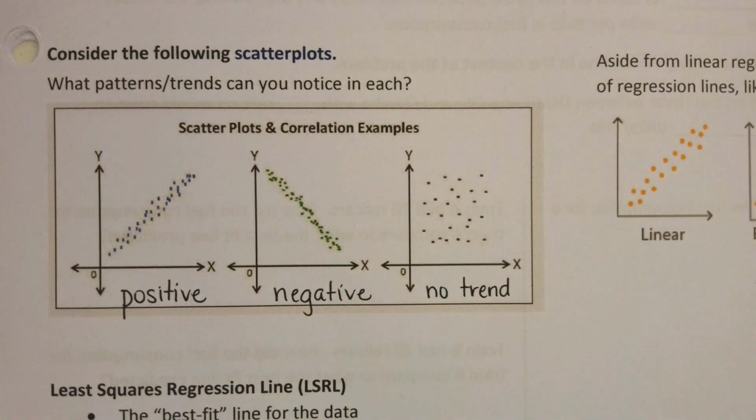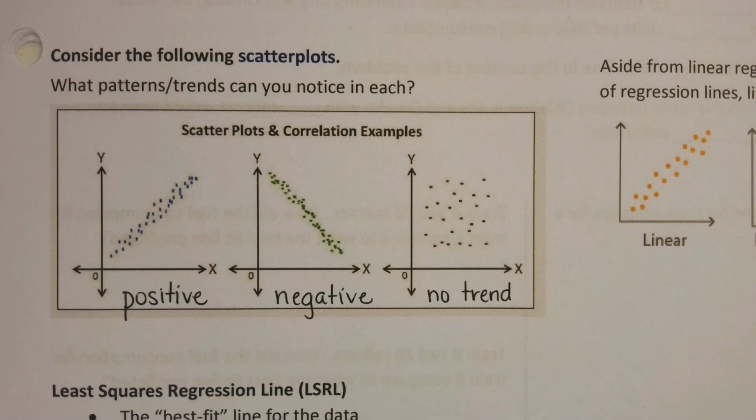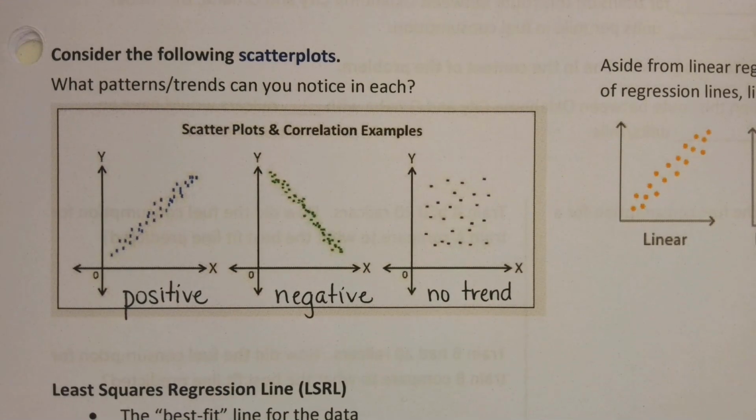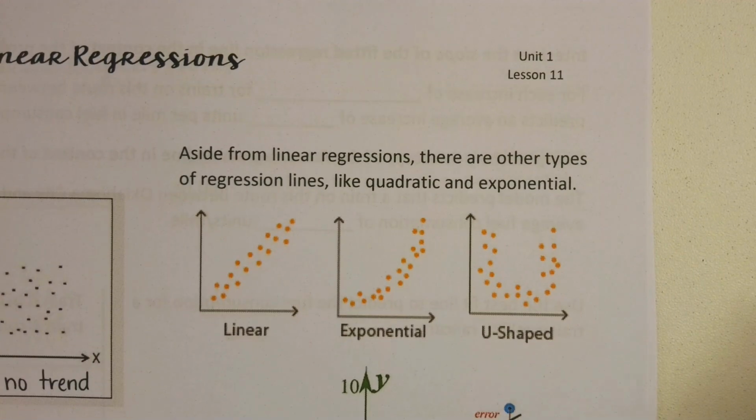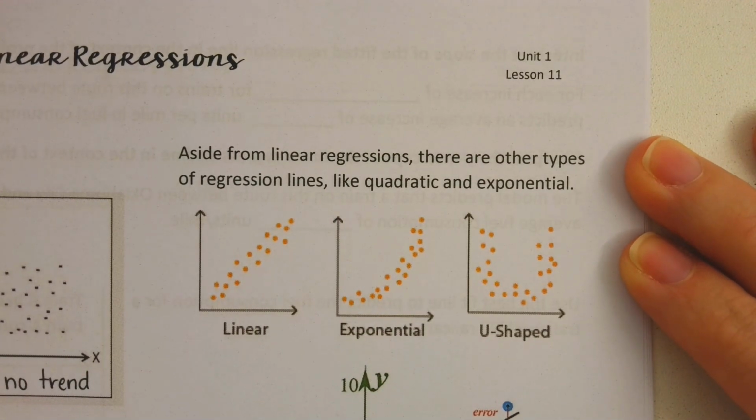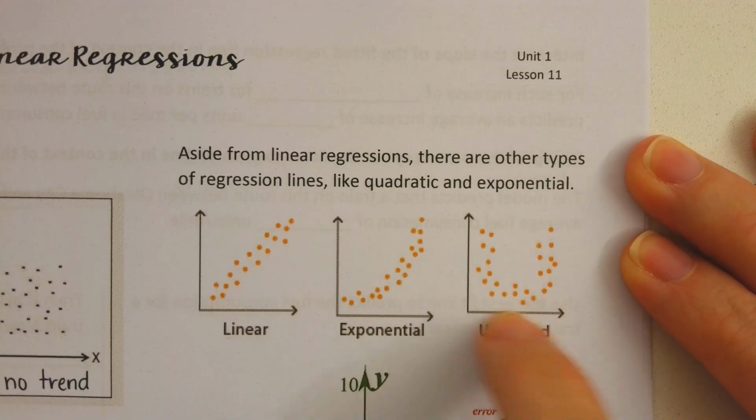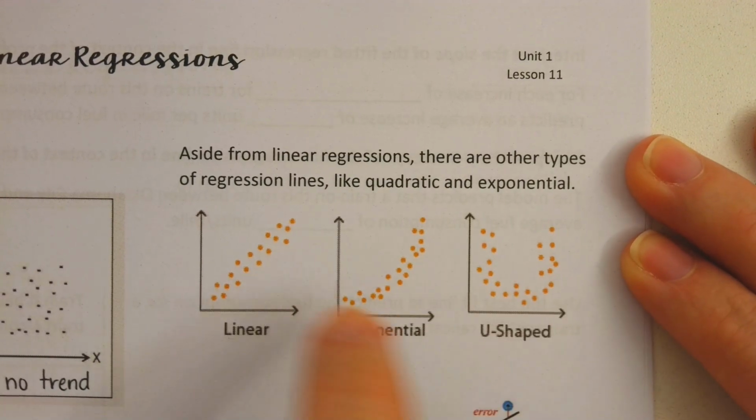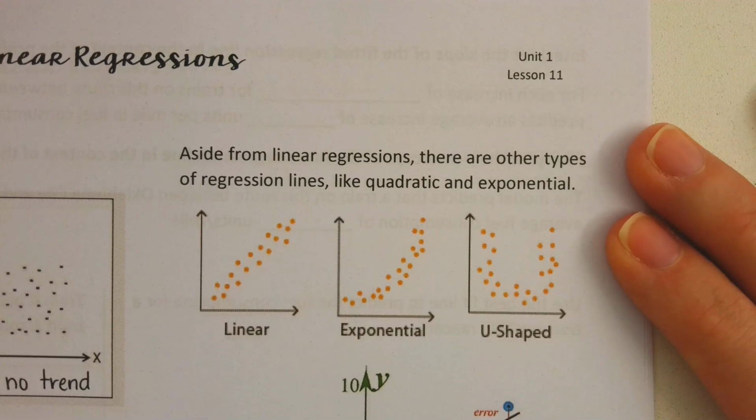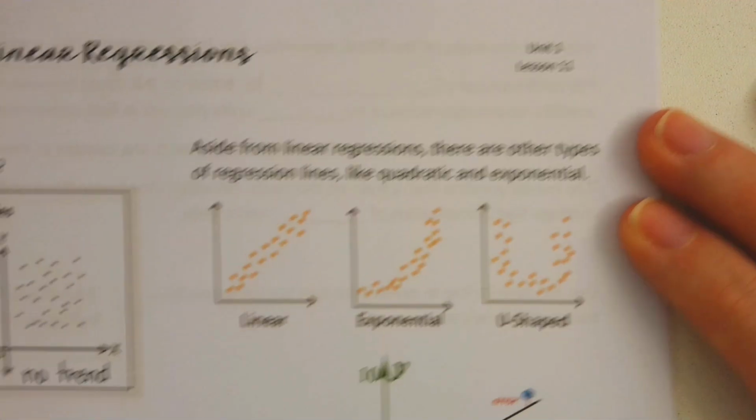So when you first start talking about comparing data, this is how you're first introduced to it, just by looking at what the trend is. These first two show a linear trend, meaning in general the dots are kind of scattered around a straight line. But aside from linear regressions and linear trends, there are other types of regressions that we will be doing this semester. So we'll do U-shaped ones, that would be some sort of parabola or quadratic trend. Exponential ones, we'll have those as well. Today we're focusing just on linear ones though.